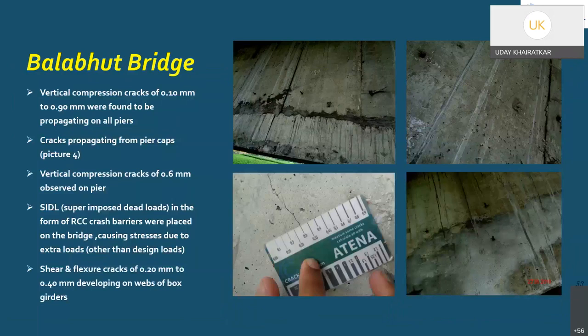In Bengal also, we have done MBIU bridge condition survey. We have different bridges where we have highlighted the cracks and distresses, like this Balapur Bridge, where vertical compression cracks of 0.1 mm, 0.9 mm, cracks opening from pier caps, vertical compression cracks of 0.6 mm width, and superimposed dead load in the form of an RCC crash barrier, which originally was not designed for, and subsequently it was constructed on that bridge.